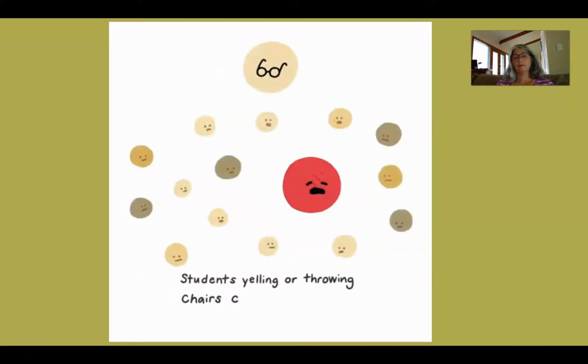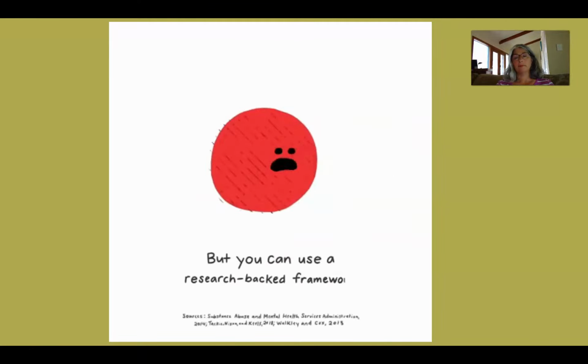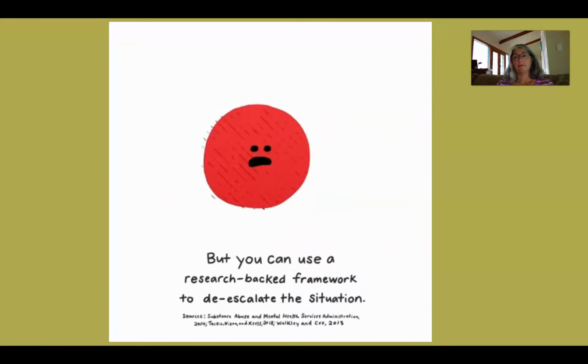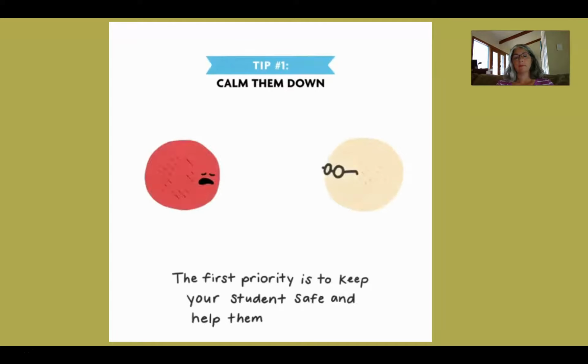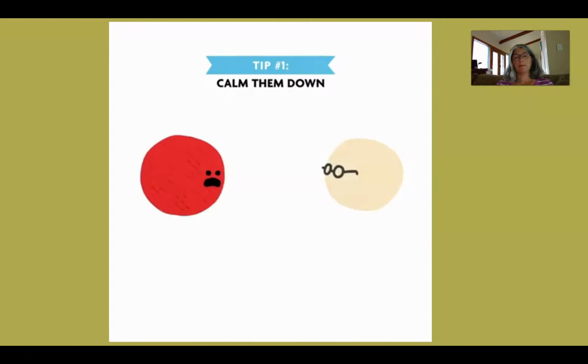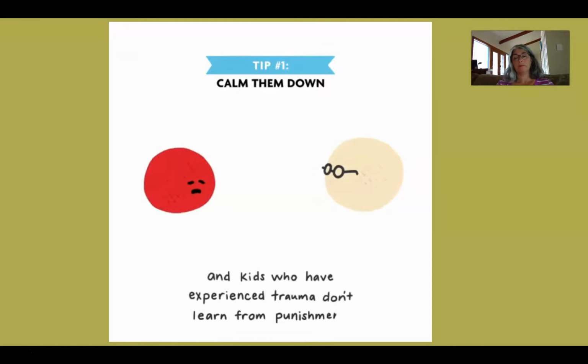Students yelling or throwing chairs can be challenging, even frightening, but you can use a research-backed framework to de-escalate the situation. The first priority is to keep the student safe and help them calm down, not to elicit apologies or discuss consequences. A child in emotional turmoil is not prepared to be rational, and the research confirms that kids who have experienced trauma don't learn from punishment.